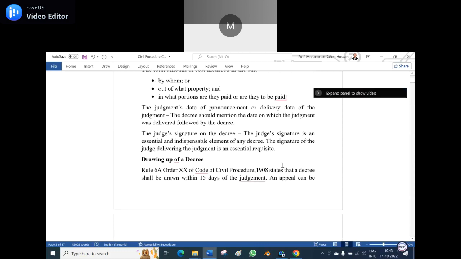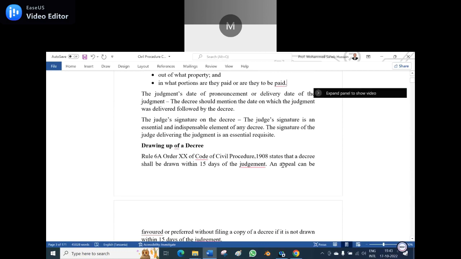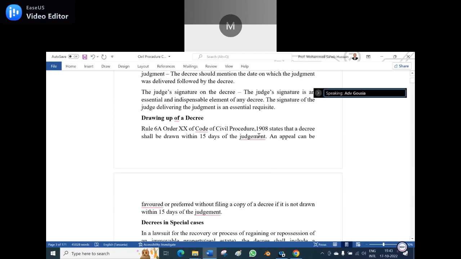Now let us go to drawing up of a decree. How will a decree be drawn up? Rule 6A, Order 20, Code of Civil Procedure 1908 states that a decree shall be drawn within 15 days of the judgment. How many days? 15 days of the judgment. A decree should be drawn.